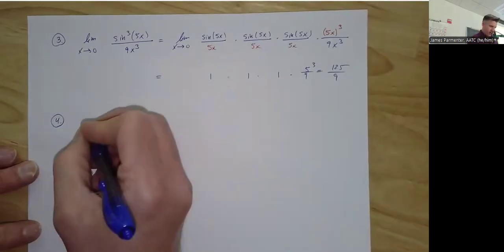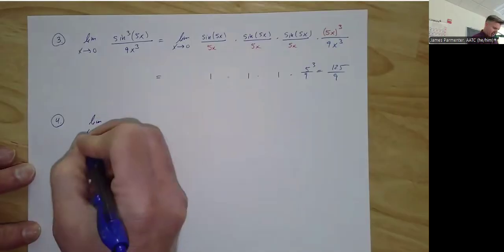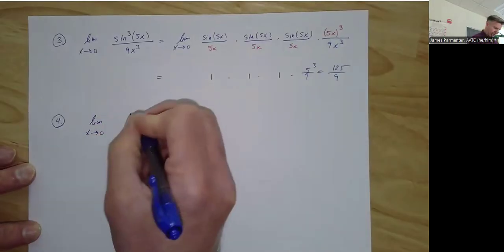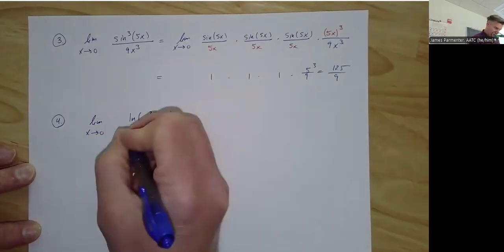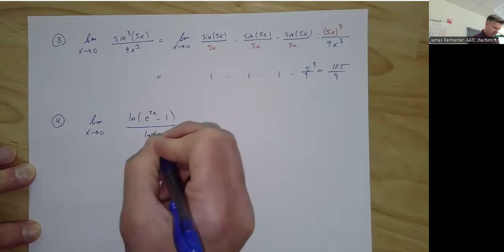Sure. Let's try the limit as x approaches 0 of the natural log of e to the 2x minus 1 over the natural log of x.